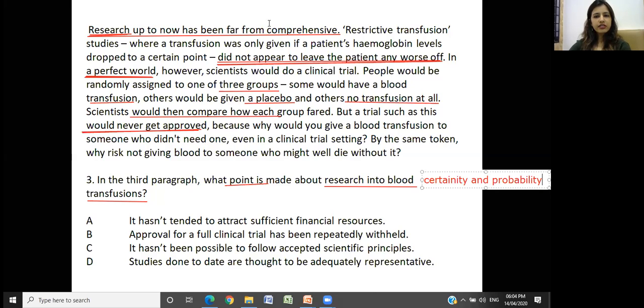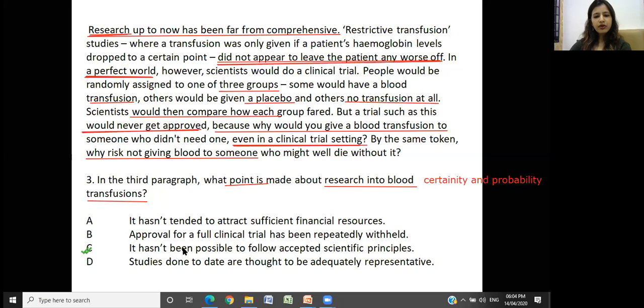Yeah? The writer is writing what should ideally happen. So it is just a hypothetical statement. And then he himself justifies it: why such a trial would not get approved is because you will not risk giving blood to someone who doesn't need it, and it is not possible to do a clinical trial. Okay? So therefore the correct answer for this question happens to be C.